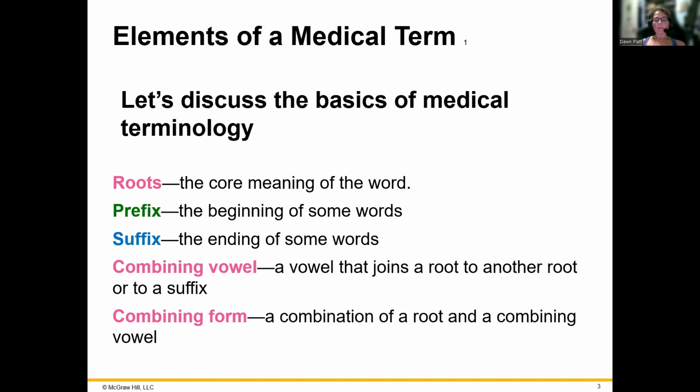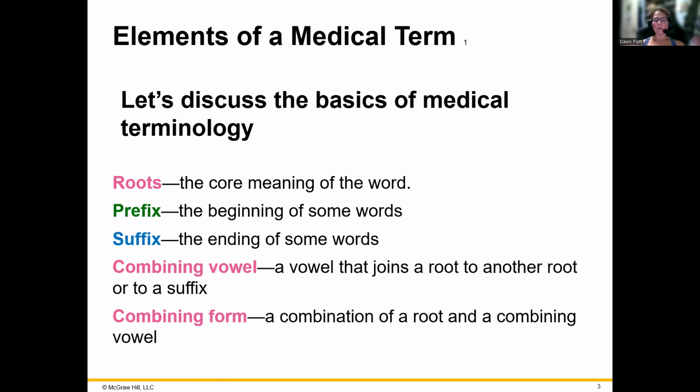So there are three different components of medical terminology. The first one is referred to as roots or root words. The second one is a prefix, and the third is a suffix. So if you look on here, the root word is actually the core meaning of the word. The prefix is the part of the word that comes at the beginning of some of the words. Suffix is the part of the word that comes at the end of some of the words.